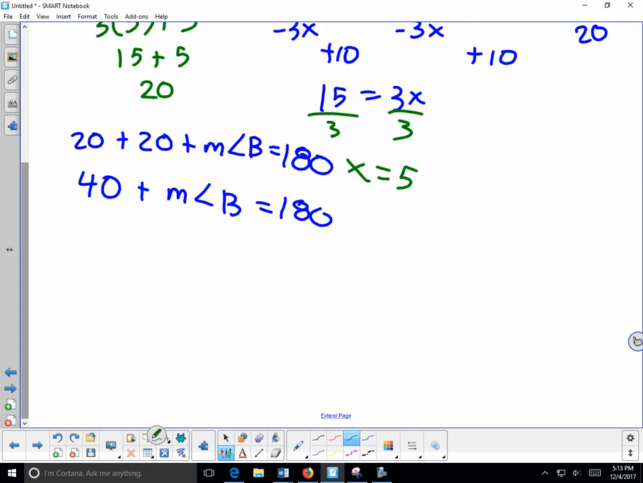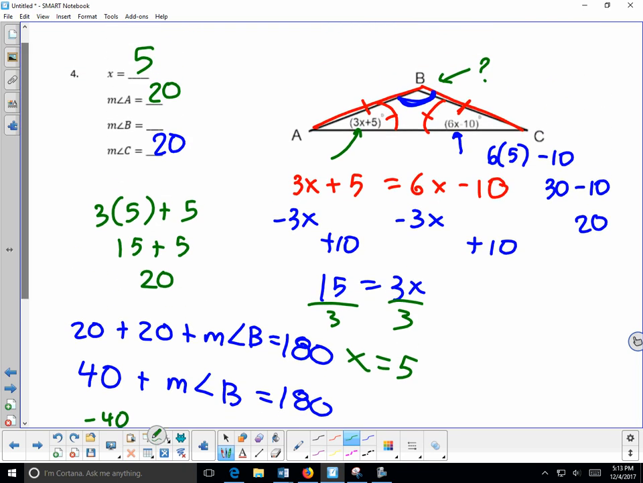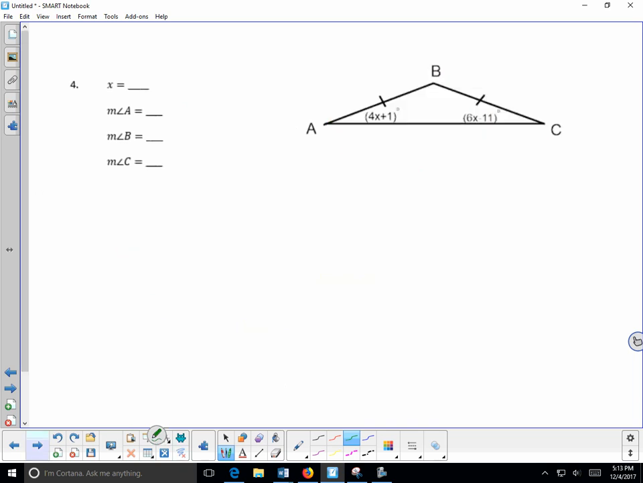We can subtract 40 from both sides, and we get that the measure of angle B is equal to 140. So that's our answer for this one. Altogether, this is 20 degrees, and 140 up on top. Let's try that similar problem on version B.